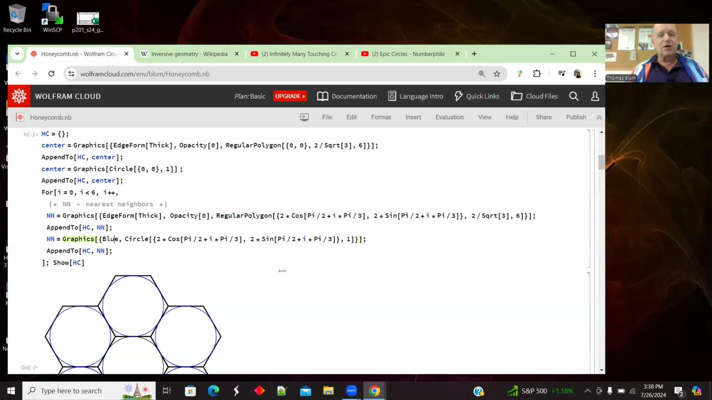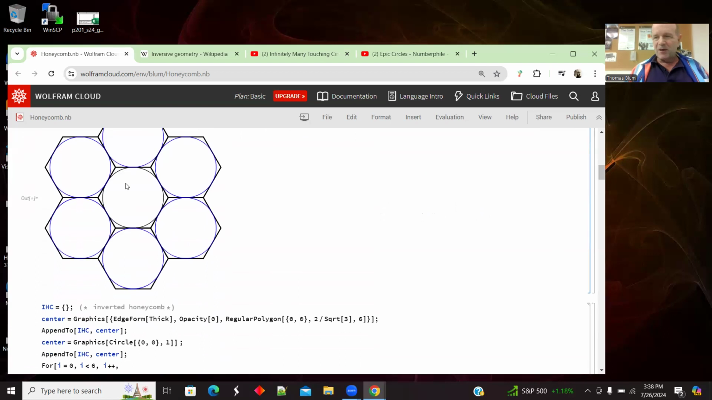And then I decided to color these circles blue. I'm going to invert these circles and put them on the other one. When I invert those circles, I will make them blue so you can remember the correspondence. So here I've got a loop, I am adding to my list of graphics objects, and then finally I show my graphics. And here is the beginning of my honeycomb lattice. I have my original center hexagon with an inscribed circle, and then 6 nearest neighbor hexagons.